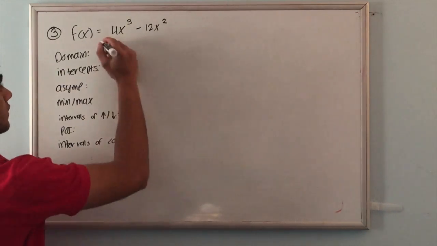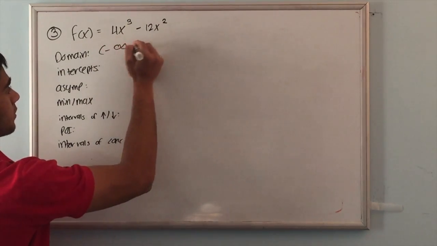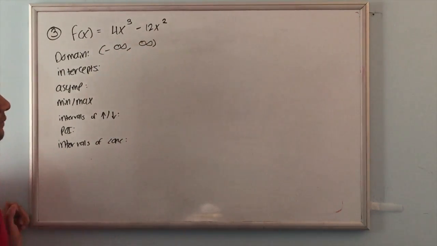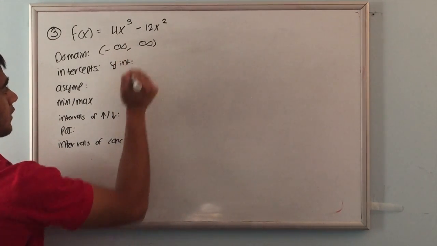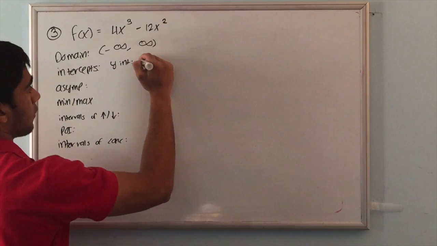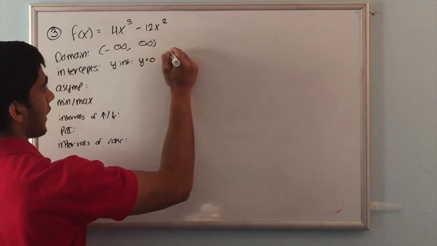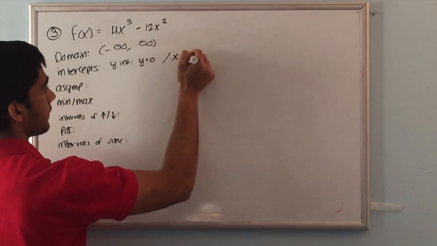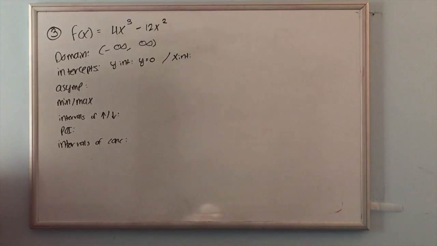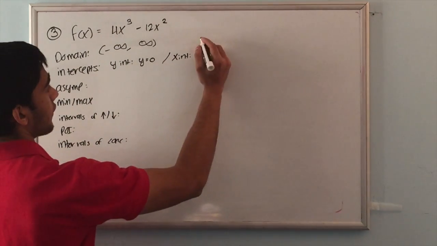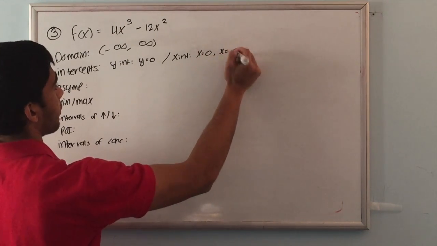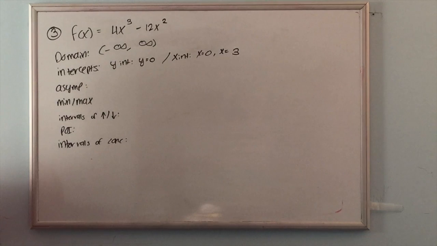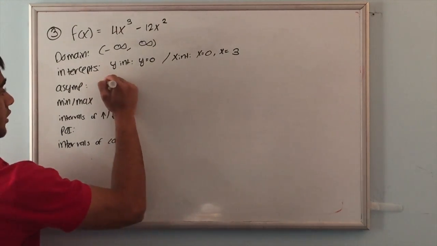So the domain, we said, was from negative infinity to positive infinity. We said the intercepts, there were 3. The y-intercept happened when x equals 0, and that was at y equals 0. And the x-intercepts, we had 2 of them. That occurred when y equals 0, and the x-intercepts were, if I remember, x equals 0 and x equals 3. We had no asymptotes, so none.